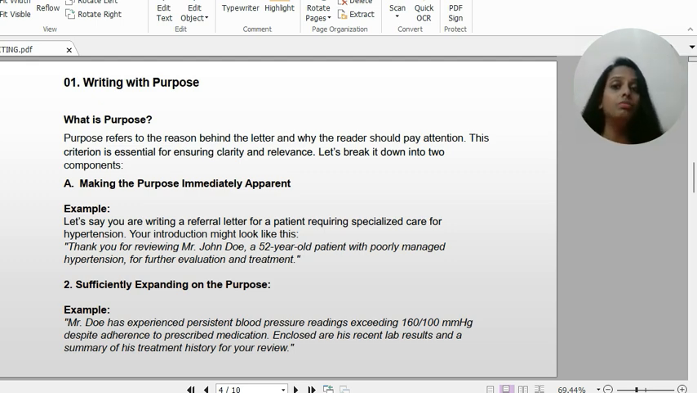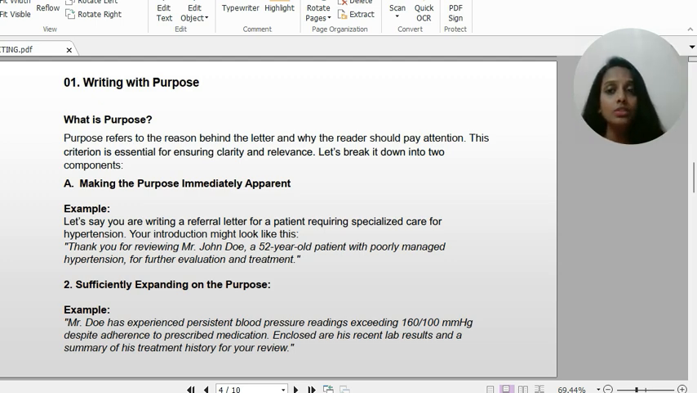Example, you are writing a referral letter for a patient requiring specialized care for hypertension. Your introduction might look like this. Thank you for reviewing Mr. John Doe, a 52-year-old patient with poorly managed hypertension, for further evaluation and treatment. This sentence communicates the purpose, leaving no ambiguity for the reader.